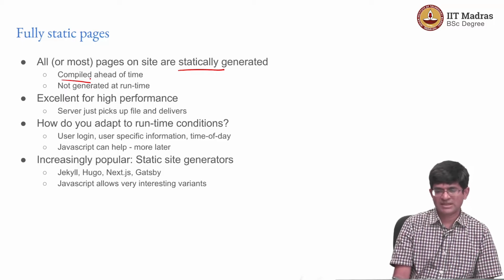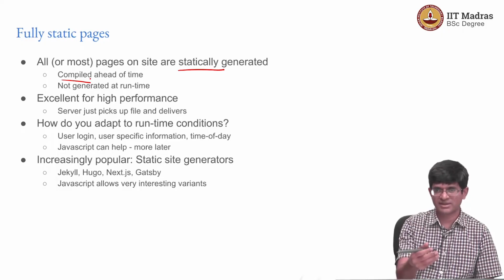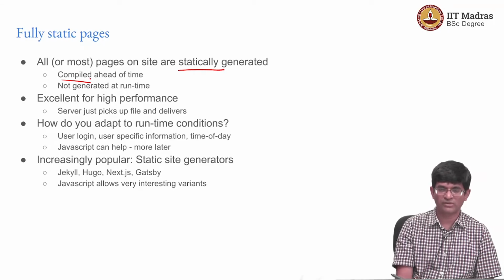Now, the problem is, how do you adapt to runtime conditions, right? You want people to be able to log in, which means that every time a person logs in, you can't just go and retrieve the same file and send it back to them, right? It has to have something which says, hello ABC, whatever your name is, right? Some user specific information. Okay, this is Gmail, this is a set of emails that you have got, right?